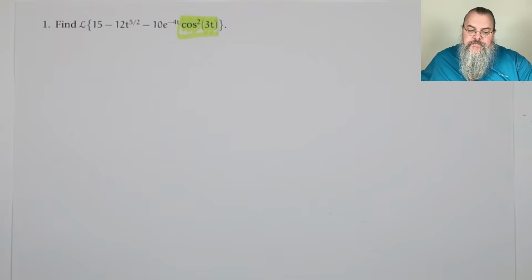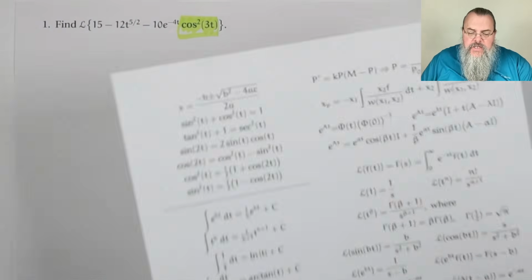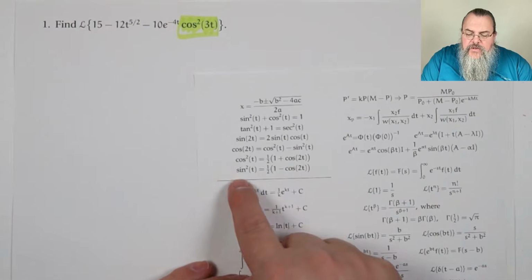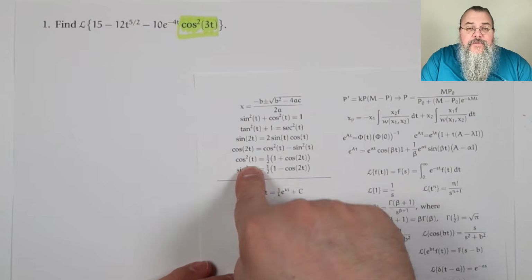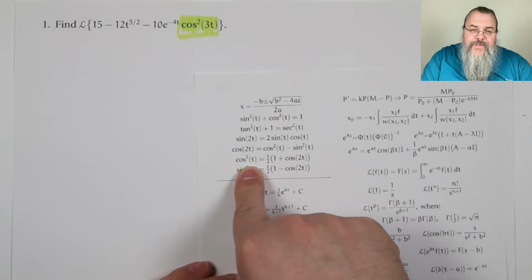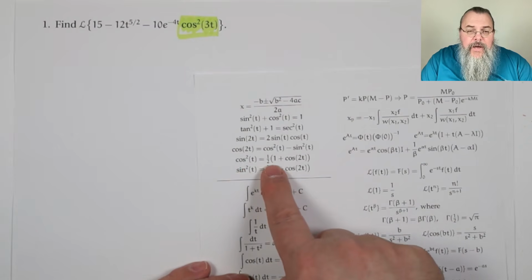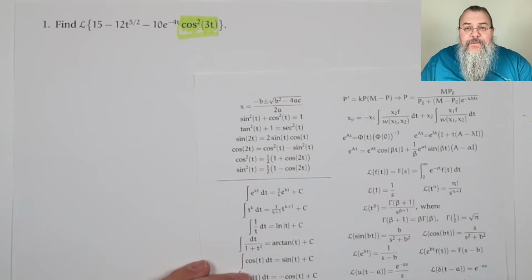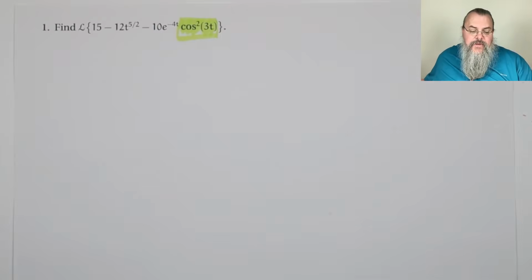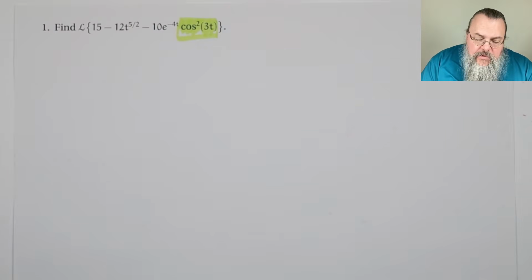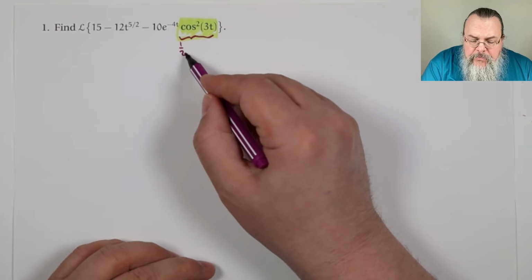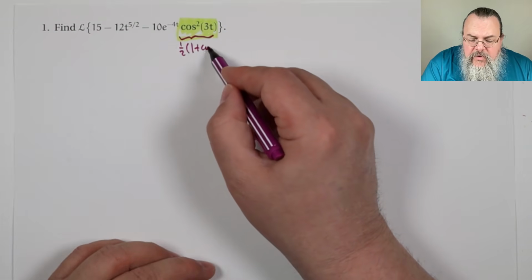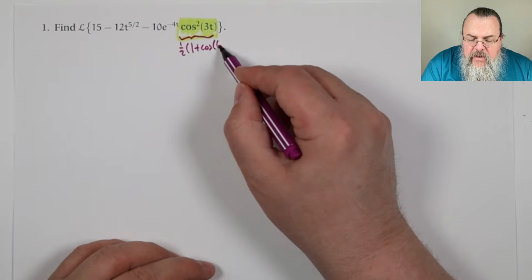Well, we come back to our formula sheet and we say, wouldn't you know, there's a lot of trig stuff over here. And one of the trig things involves a square. Cosine squared is power reduction: half times 1 plus cosine 2t. So what we can do is we can replace this. This cosine squared becomes a 1/2 times 1 plus cosine of 6t.